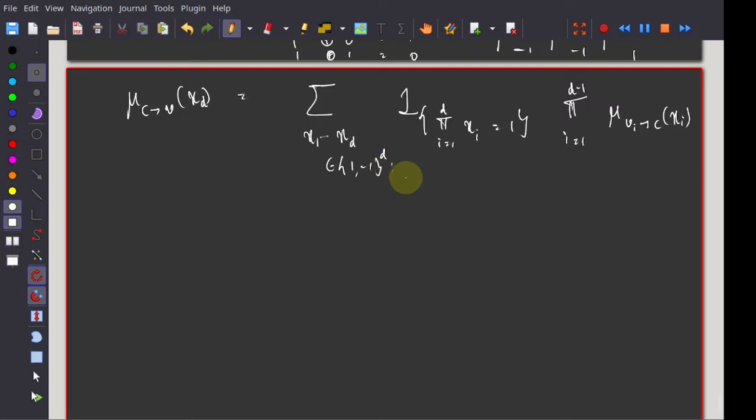So this is such that x_t should be equal to x, right? If you're evaluating this message at x, you fixed one of the elements to be equal to x. So the dth element should be equal to x, because you want to find the message at x equal to 0 or x equal to 1.